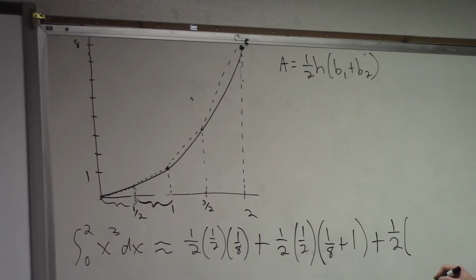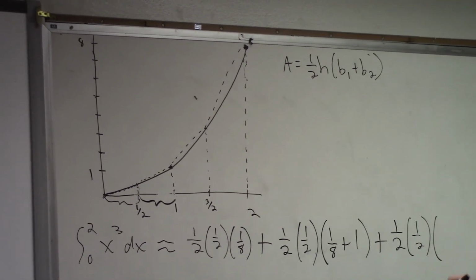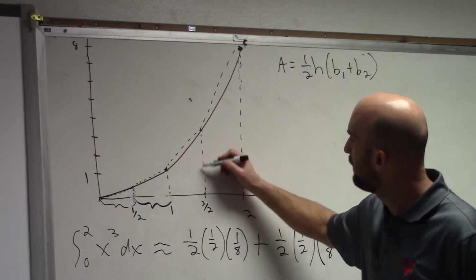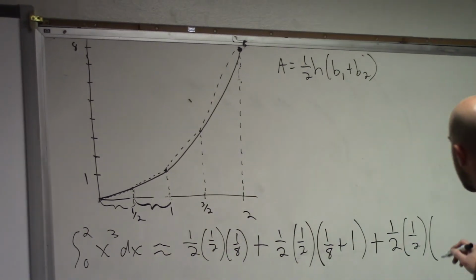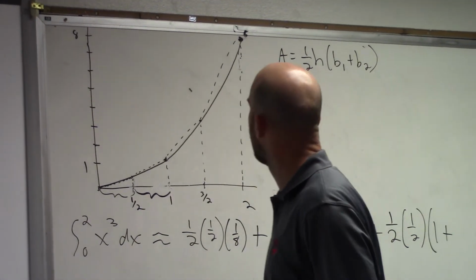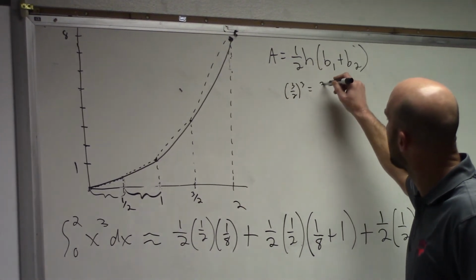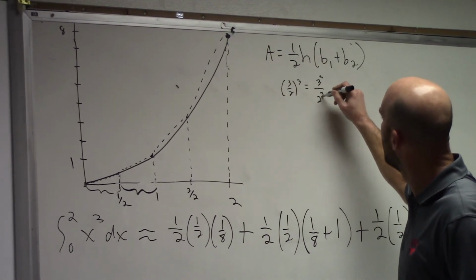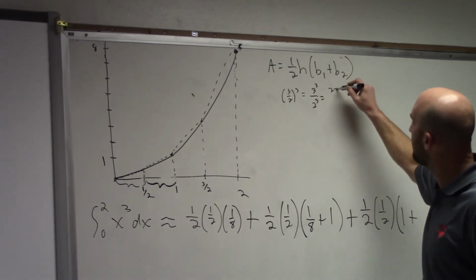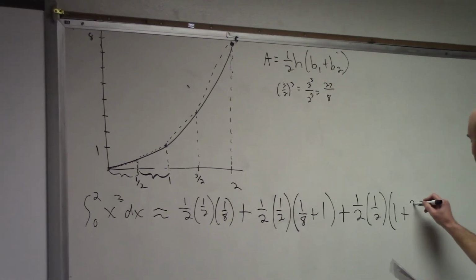Okay, third trapezoid. I've got 1/2 the height. Notice this is always 1/2 times 1/2 times the sum of the bases. The third trapezoid will have a leg of 1, and this one will be f of 3/2. So we'll need 3/2 cubed. Well, let's do a little arithmetic here. 3/2 cubed means 3 cubed over 2 cubed. 3 cubed is 27 and 2 cubed is 8. So we have 27 over 8.